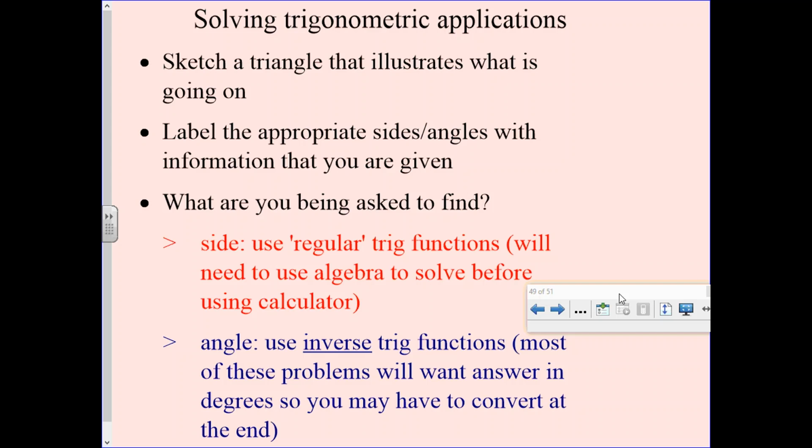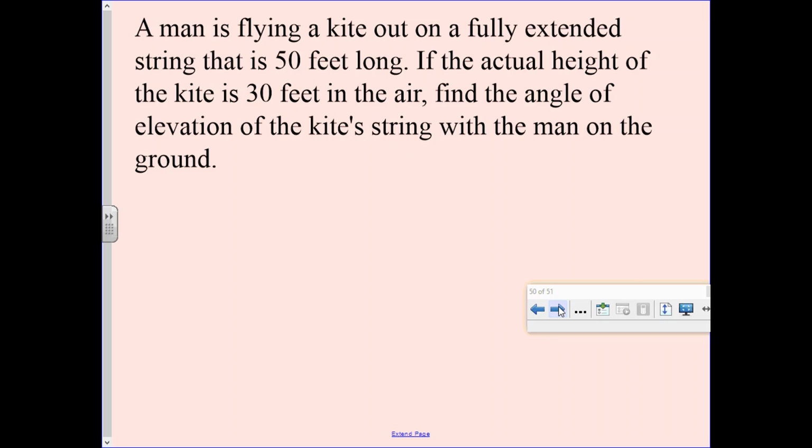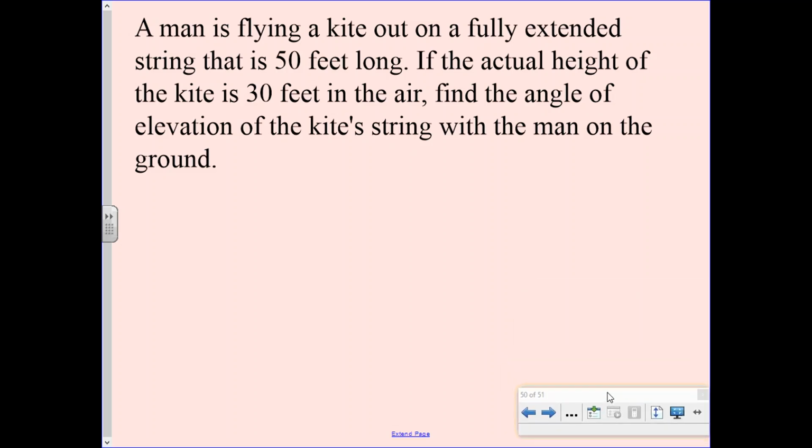Okay, so let's take a look at a couple of examples here. So here's my first one. I'll let you read that to yourself for a second. And if you're following along, pause the video for just a second and see if you can sketch a triangle and see what's going on with this thing. We've got a kite fully extended out 50 feet, but the actual height is 30 feet, and we want the angle of elevation.